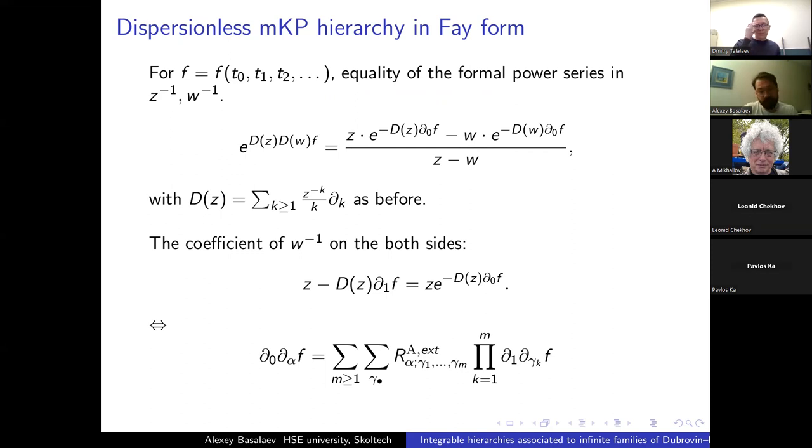I have two very general questions. Is there some geometric interpretation of your hierarchies? At first glance, it looks like some combinatorial construction. Could it be interpreted in geometric terms for some Frobenius manifold? No, I don't know. No.